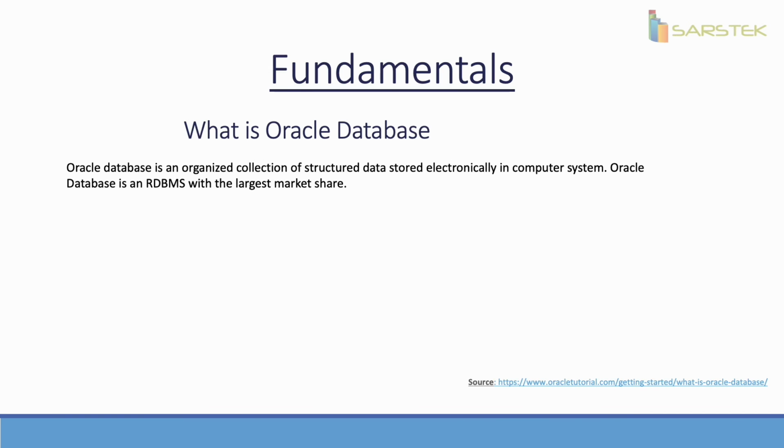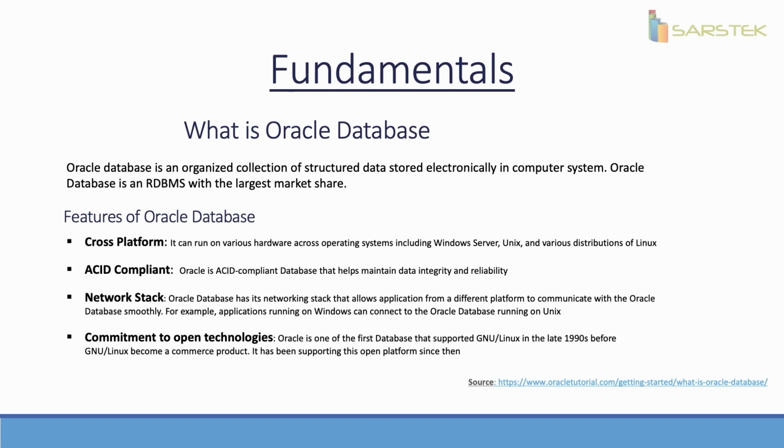What is Oracle database? As we all know by now, Oracle is an RDBMS system. It follows RDBMS, and if it follows RDBMS, definitely it will follow the ACID properties as well. These are the features of Oracle database. It is cross-platform, so it can run on various hardware across operating systems. It should be ACID compliant. As I just said, Oracle is an RDBMS system, so it is ACID compliant.